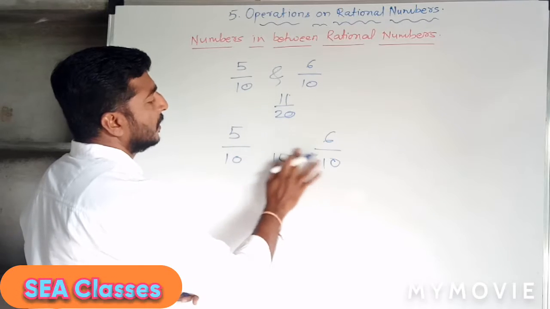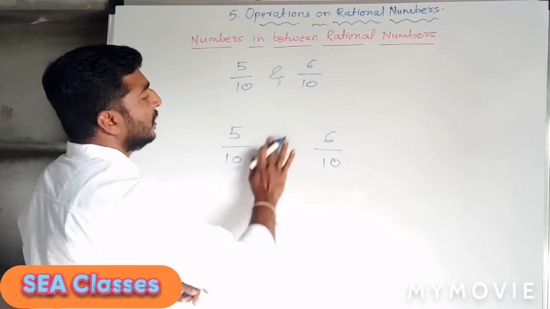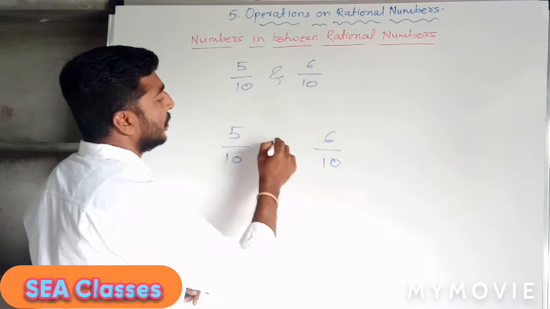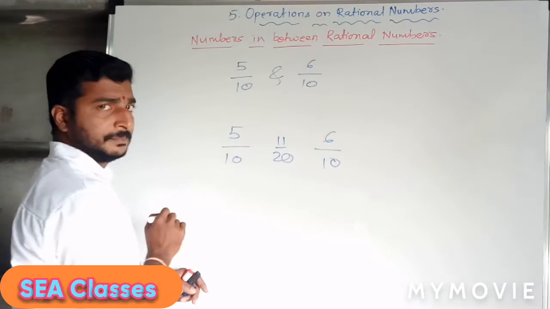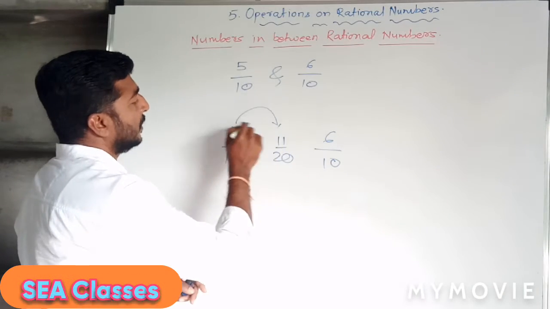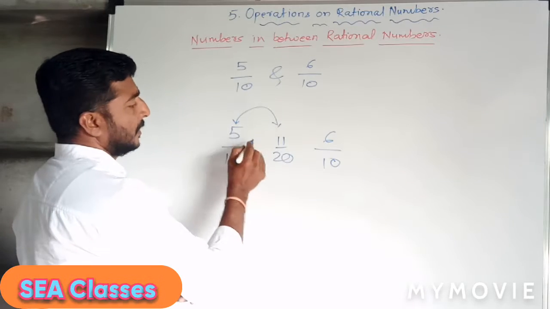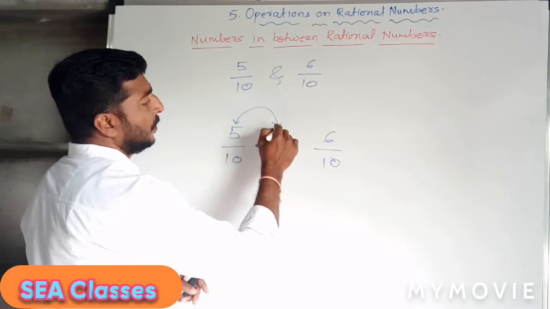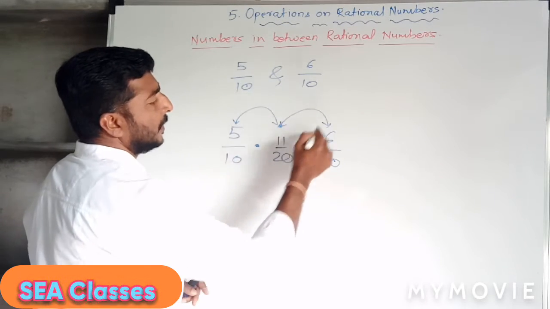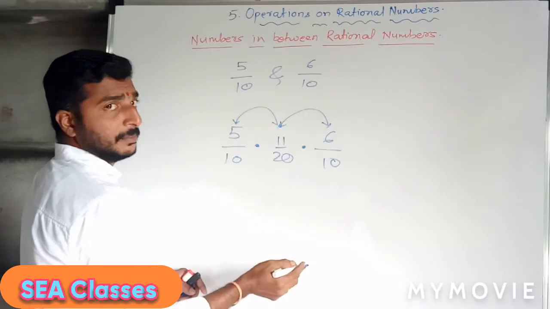So you can say that the rational number lying between 5 upon 10 and 6 upon 10 is 11 upon 20. Still we can find the midpoint of these two numbers. So there will be some midpoint here. Also we can find the midpoint of 11 upon 20 and 6 upon 10. There will be some midpoint.